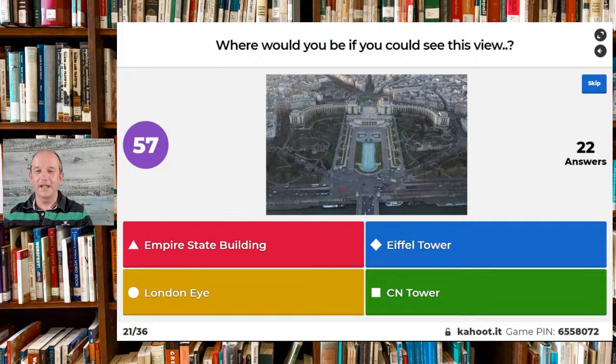I have made that as big as I can for you. It's not a lot of scope to make it bigger, but it's as big as I can make it. But where would you be? Empire State Building, Eiffel Tower, London Eye, CN Tower. And sitting at your computer looking at the screen isn't an answer, okay? So you can't have that one.